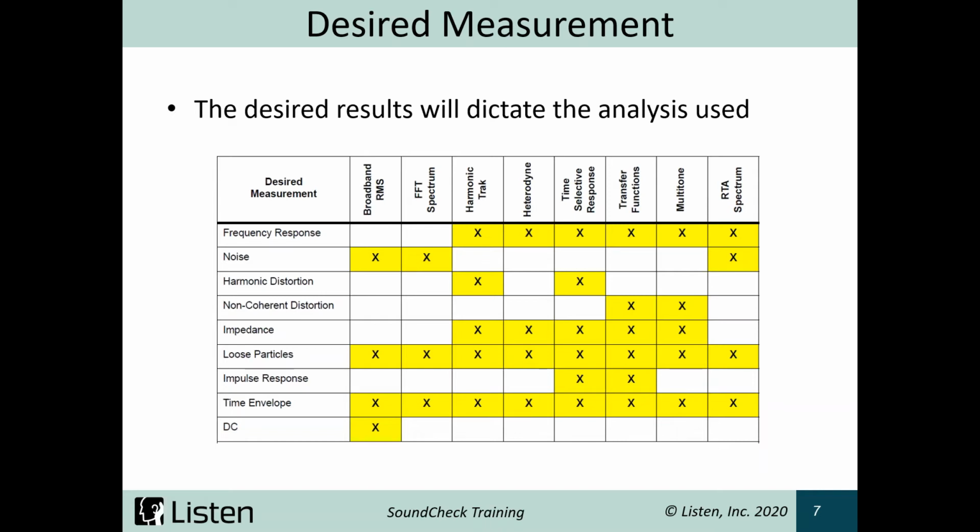This chart is straight out of the SoundCheck manual in the analysis chapter. I use this chart a lot when I develop my own tests. What it is showing us on the left side is the desired measurement. Then, along the top are all of the analysis algorithms available in SoundCheck. If there's something you need, like frequency response, you can look down that row and see which analysis algorithms will give you that data back.